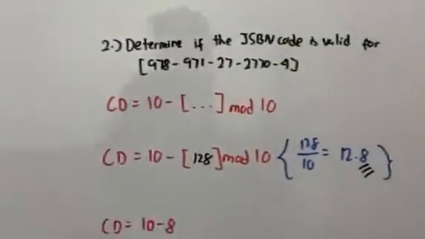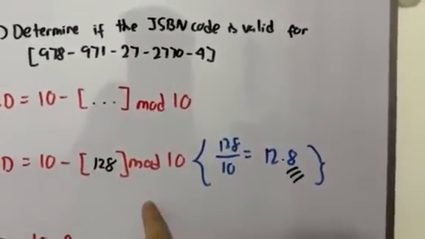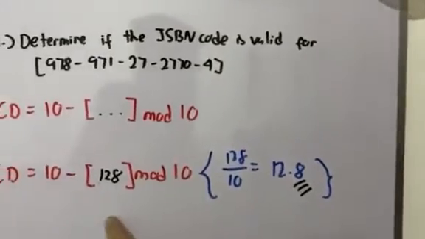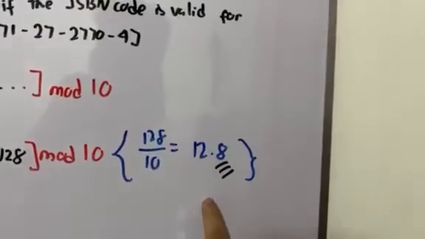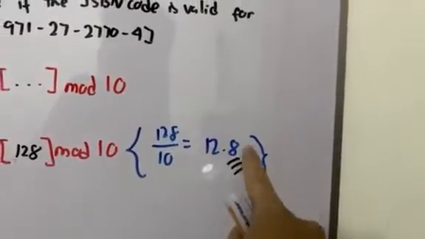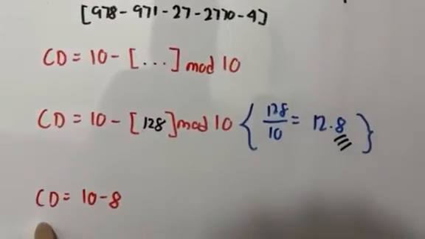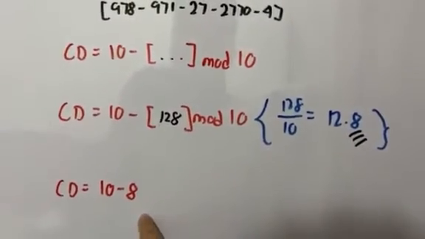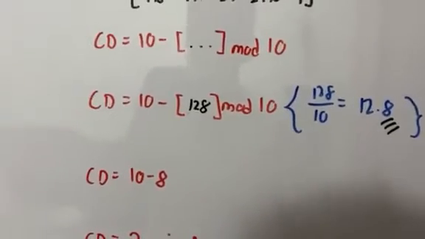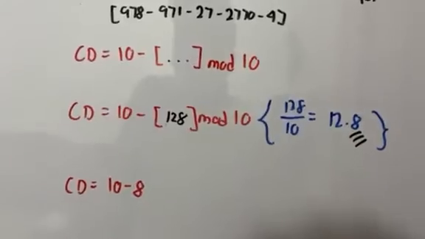So how do we determine this? 128 divided by 10, and its remainder will be the value that we take into account here. 128 over 10 is simply 12.8, and 8 is the digit that we use for this expression. So the check digit for this one is 10 minus 8, which is 2. And when the check digit is 2, it is not valid.